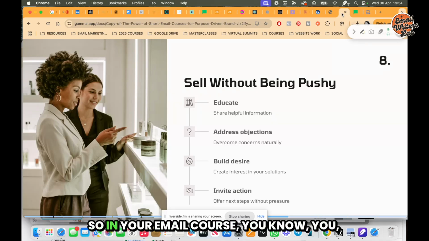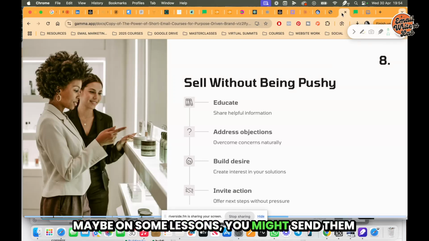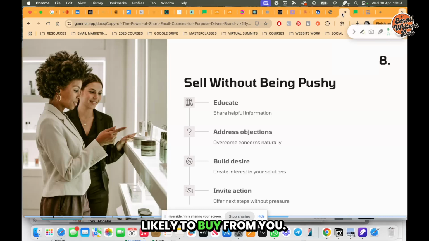So in your email course, on some lessons, you might send them to watch a video. On another lesson, you might ask them to download a workbook, so you have different touch points with them, even within the email mini course. And that gives you multiple touch points, so that would make them more likely to buy from you.